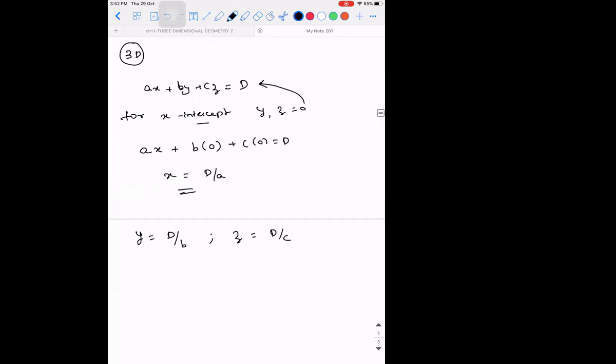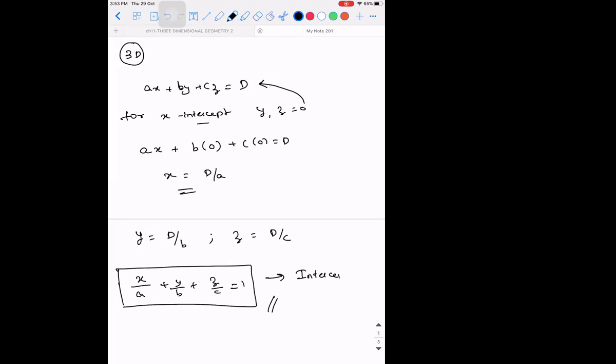Right? So if I take all these values and substitute them in the equation of the plane, then what will I get? a into capital D by a... So if I take all these things and substitute them in the plane, then I will get, see, observe, x by a plus y by b plus z by c is equal to 1. This is going to be the required equation of the plane. In which form? This is in the intercept form.